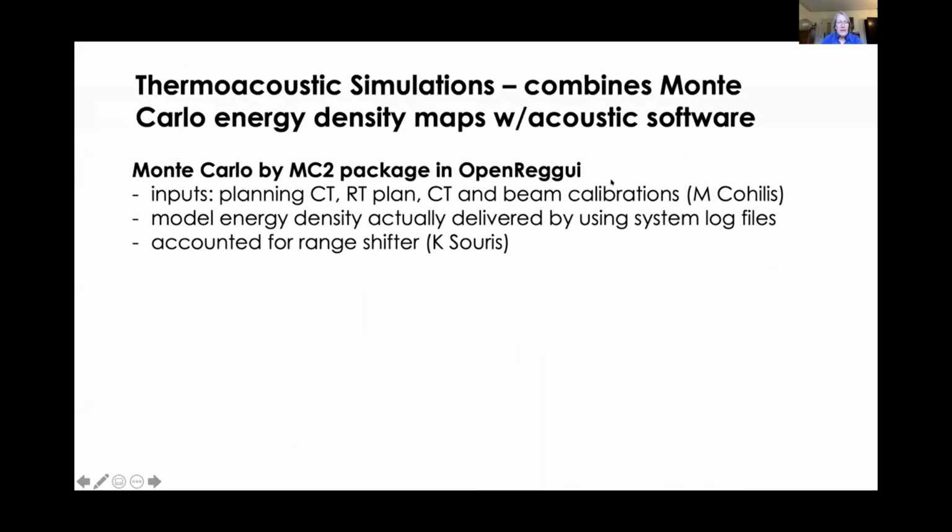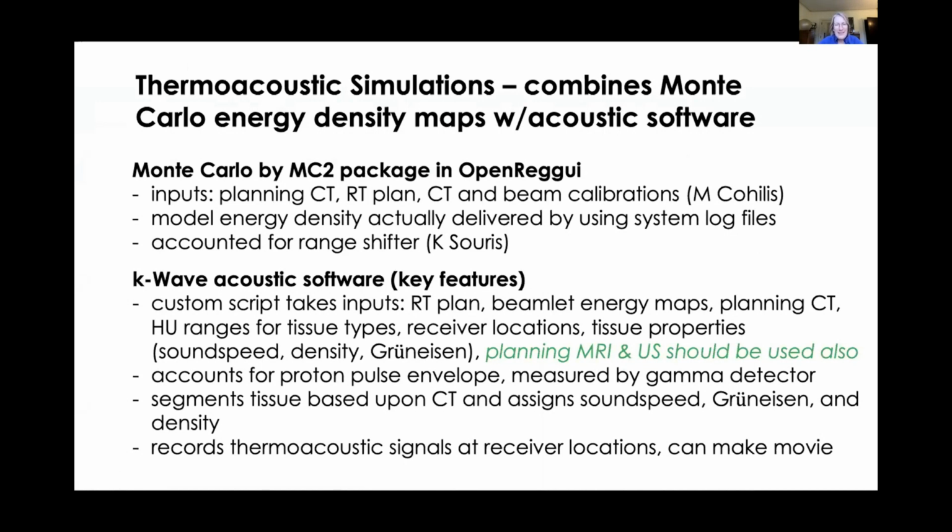Then we did some Monte Carlo simulations as well to predict what kinds of signals we would get. And I have to say that Mariko Hillis and Kevin Souris in Belgium were tremendously helpful in utilizing this Monte Carlo package. The K-Wave acoustic software, which I'm sure many of you are familiar with, was then used. So we took the dose maps created by the MC2 package, and those modeled the dose as it was truly delivered into the phantom. So we took the system log files and used those to create the dose maps or energy density maps, fed that into K-Wave, and used the material properties of the gelatins in that phantom, which were quite well known. We had to do some additional measurements to get some of the thermal properties. But CIRS, the company that makes the phantom, knows a lot about sound speed and density of the materials in their phantoms. That's their job.